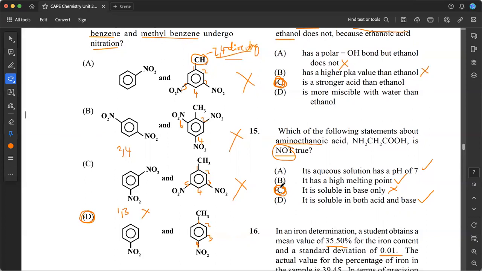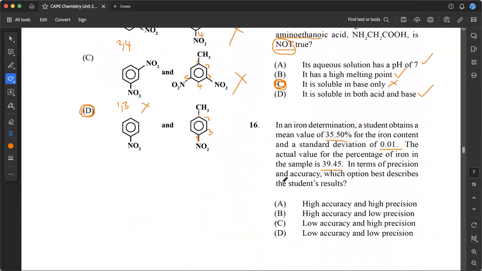All right, so moving right along to 16. 16 says in an iron determination, a student obtains a mean value of 35.50% for the iron content and a standard deviation of 0.01.